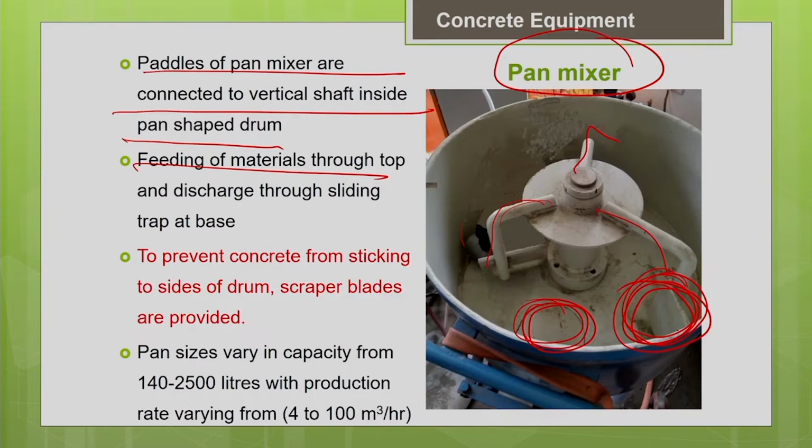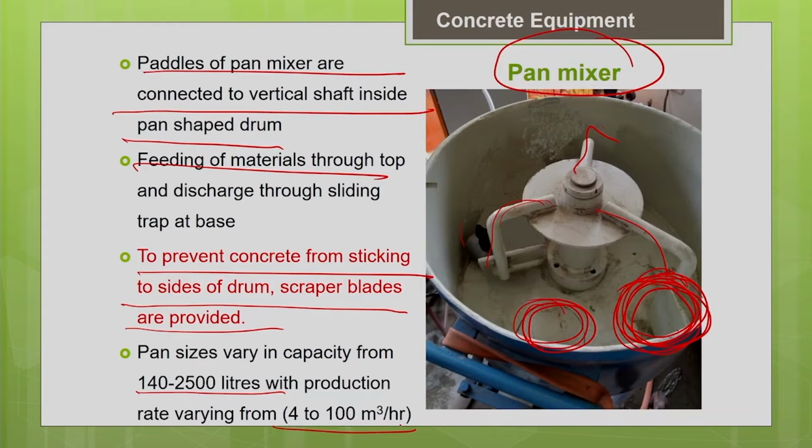Okay. To prevent the concrete from sticking to the sides of the drum, scraper blades are provided. Okay, you can see the blade arrangement which prevents the material from sticking to the sides of the drum. So, here also you have different sizes varying from 140 to 2500 liters. Accordingly, the concrete production rate will also vary from 4 to 100 meter cube per hour. So, very big pan mixers are also available which are used in batching plants and precast industries. If you go for a bigger size, you can have a higher productivity.